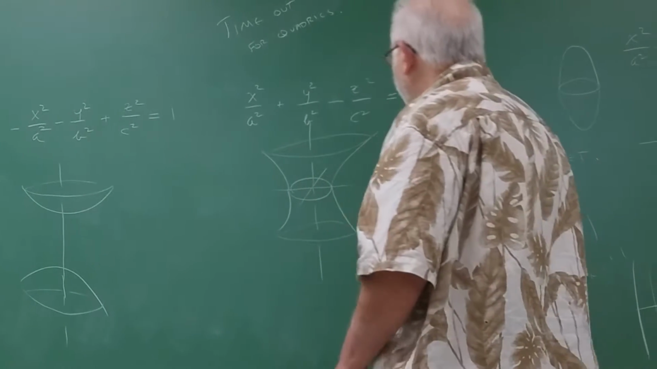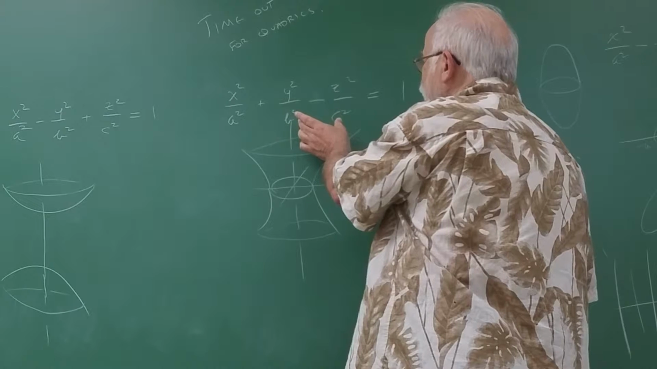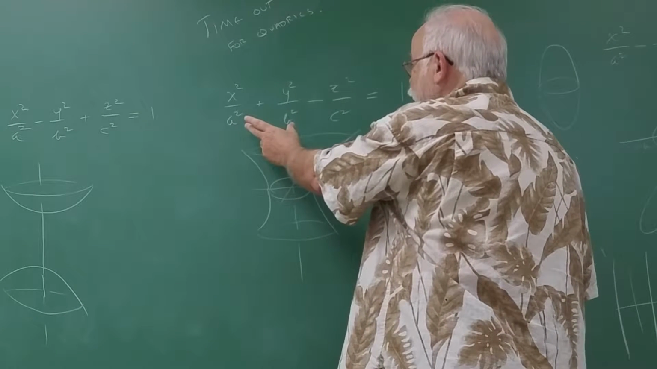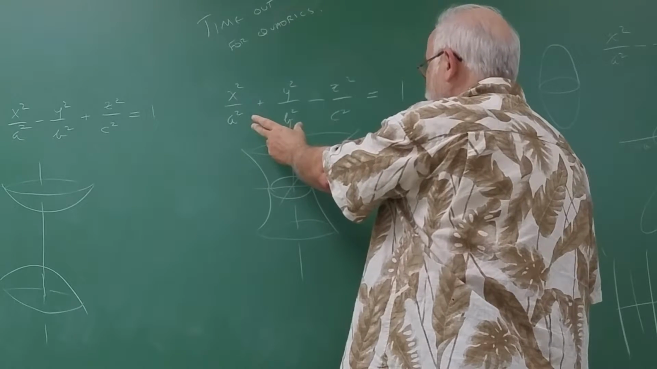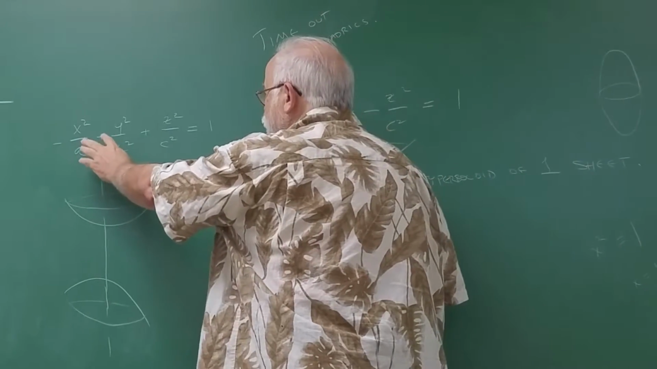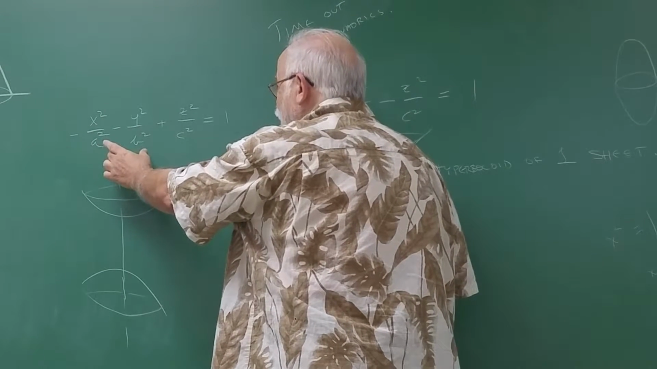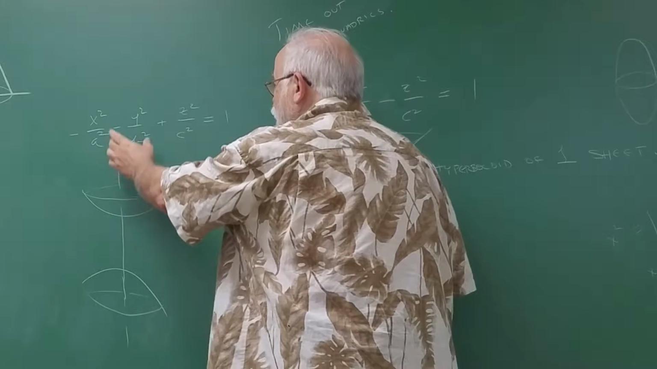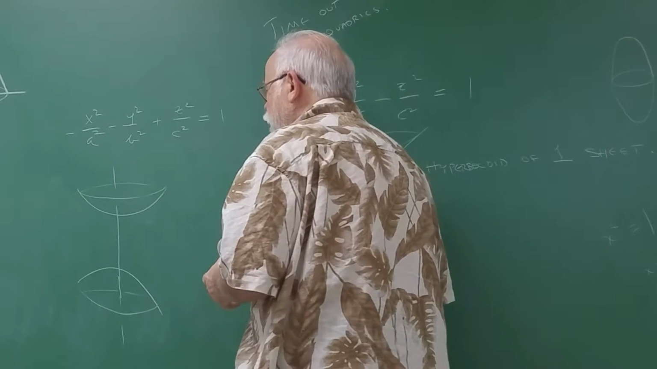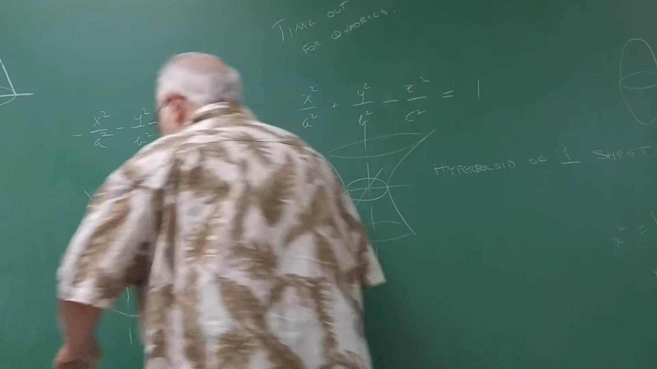And here, if I put B equal to C, that doesn't really give me anything special. But if I put A equal to B, that gives me a circular hyperboloid of one sheet. And again, if the two signs are the same, and you put those coefficients the same also, then you'll get a circular whatever. So if A and B are equal, this would be a circular hyperboloid of two sheets.